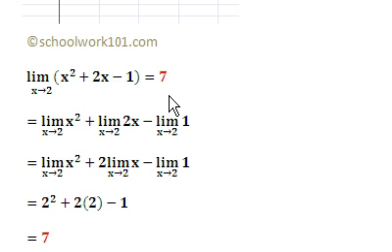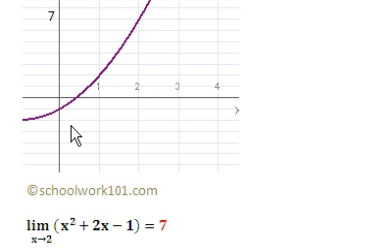Now I'd like to take a look at the graph. Okay, so here's a graph of our function, which is x squared plus 2x minus 1, and we were approaching 2. So we're going to locate 2 on the x-axis. Let's go directly up, and then we'll go across, and as you can see here, this is supposed to be 7 on the y-axis. So the way we look at these limits, remember, is that we're coming in from the right-hand side and we're coming in from the left-hand side.